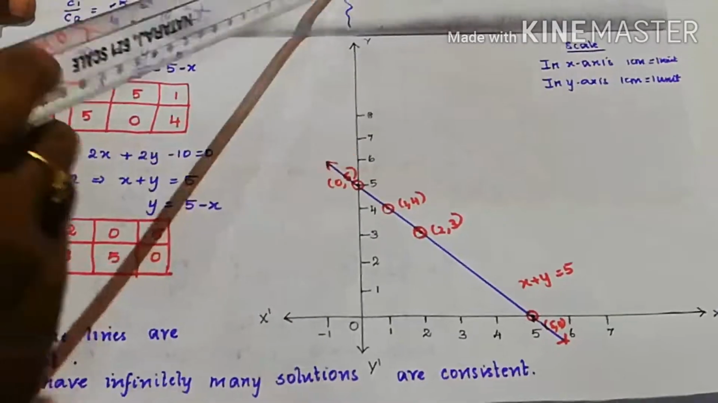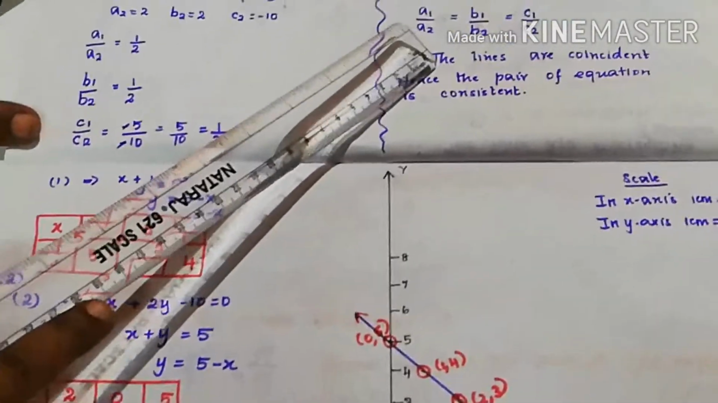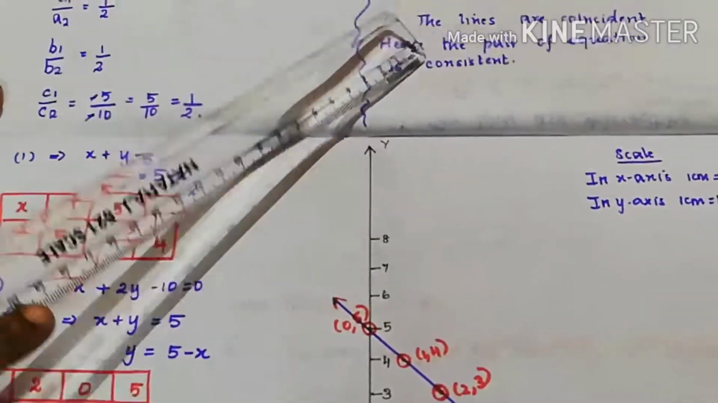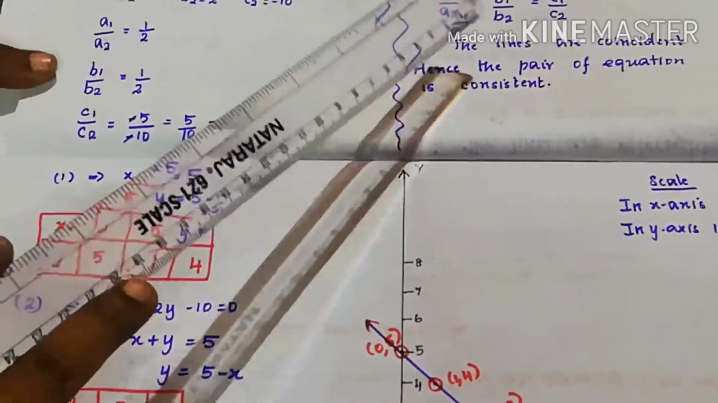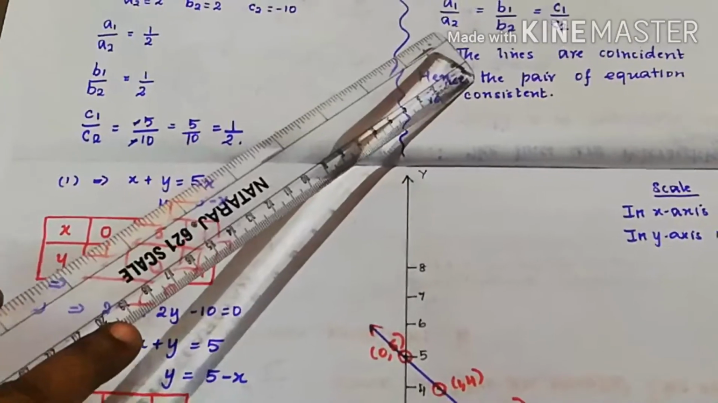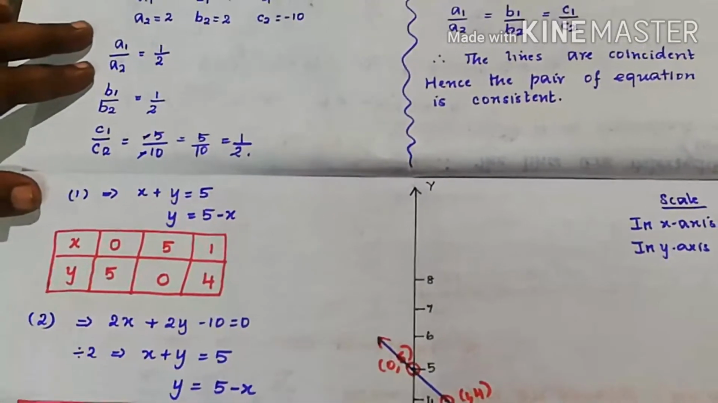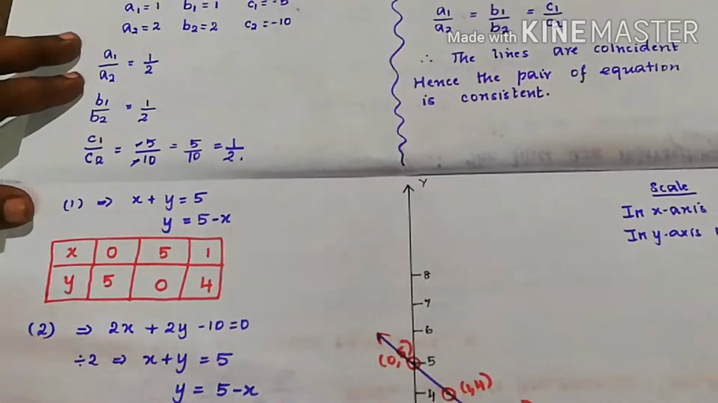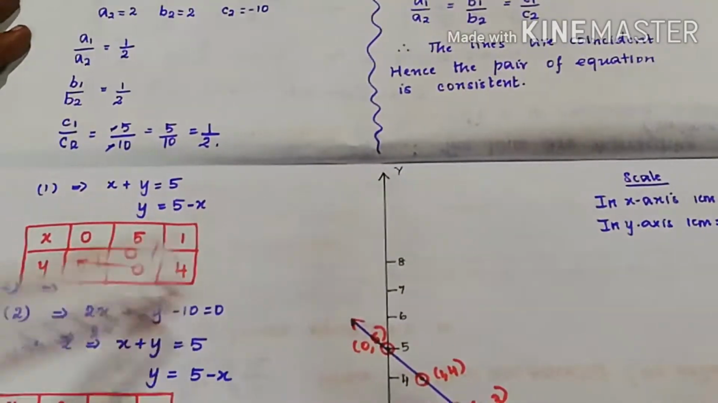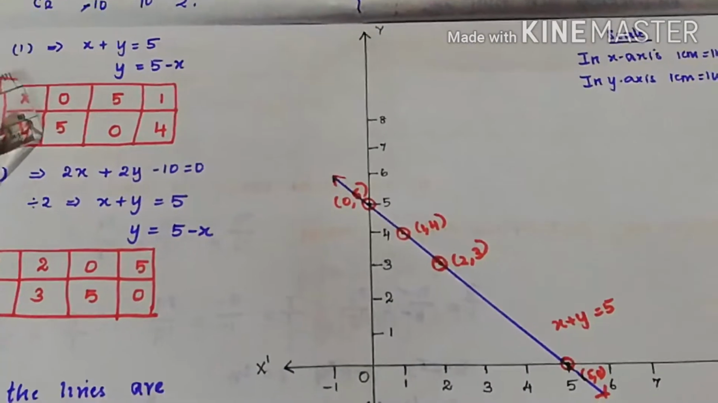So what type of solution do we get here? All the ratios are equal, so what type of solutions will we be getting? Infinite solutions, and the lines are coincident. Now I have drawn a graph and taken some values. Here 1 centimeter is equal to 1 unit. Write the scale, and from the first table I have plotted the first point 0, 5.